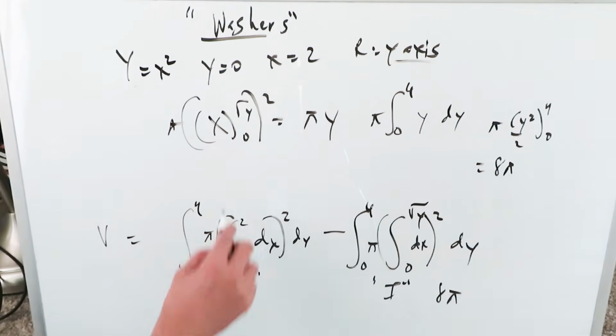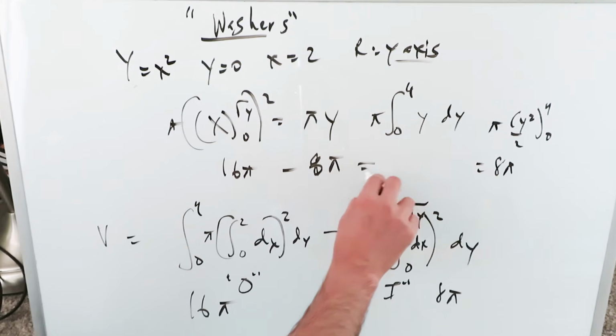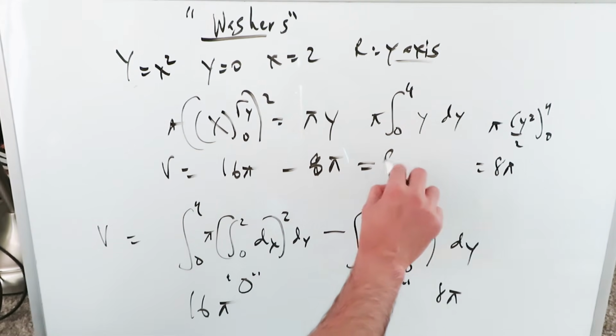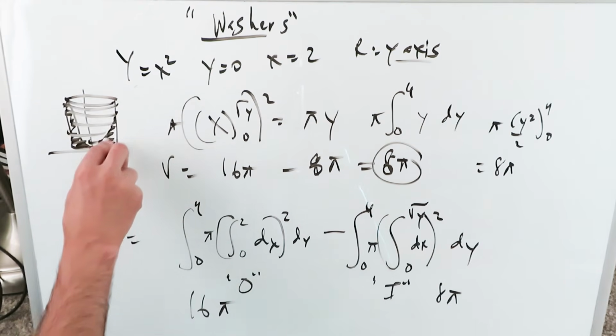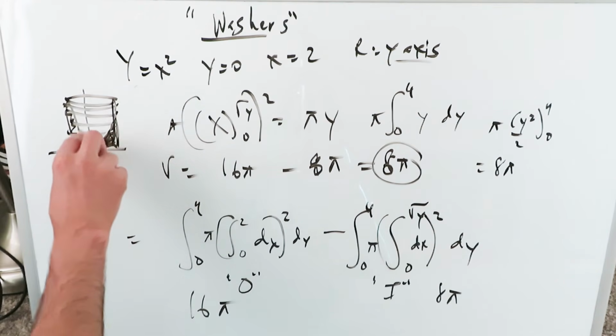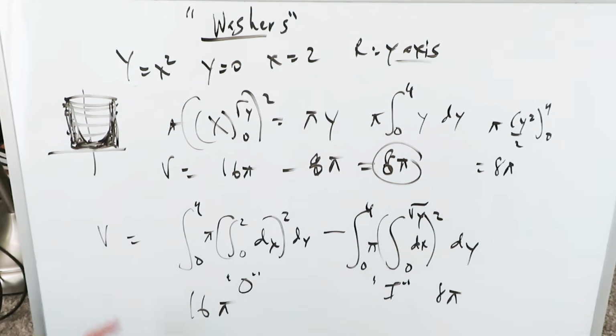You know, it's just a difference between 16 pi minus 8 pi is going to give you your volume, and this volume is going to be 8 pi for that rotational solid I showed you at the very beginning. Of course, I must admit this is a horrible drawing, but this right here was my rotational solid. 8 pi is the volume, and it will be right.